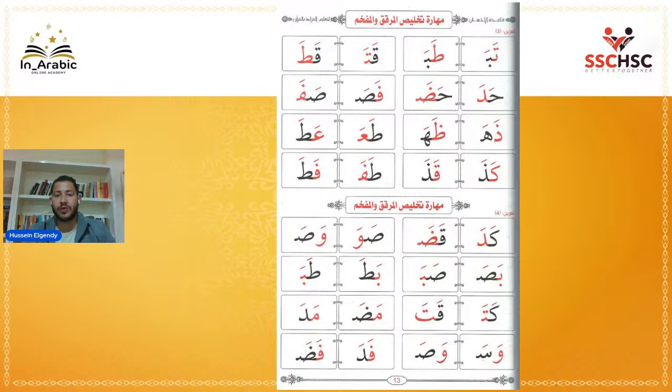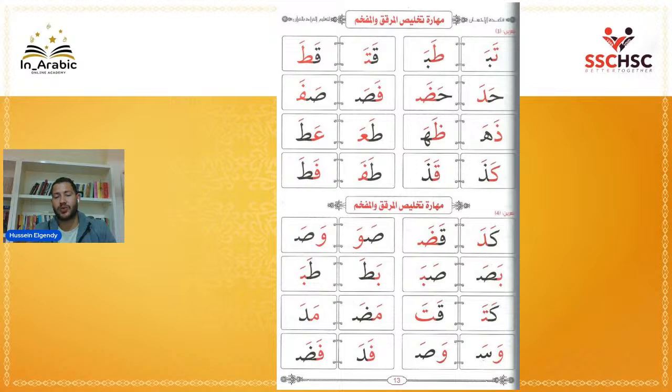Here we go, more about treating both light and heavy letters together in the same word. So let's talk about the first page. We have the word ta, ba. This is light, ta, ba with ta. Then the same kind of pronunciation with heavy letters. Instead of saying ta ba with ta, which is light, we have to say ta ba with ta, which is heavy. Then ka ta with ta, which is light. Then ka ta with ta, which is heavy.